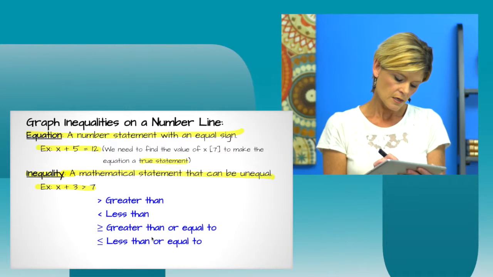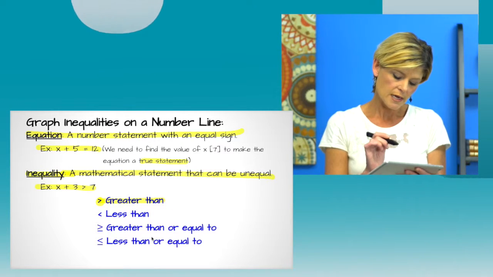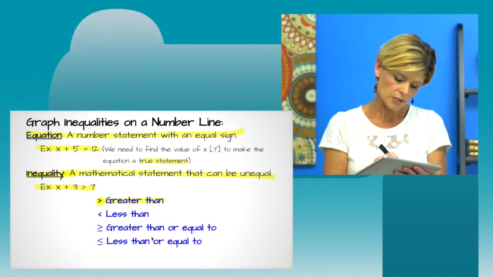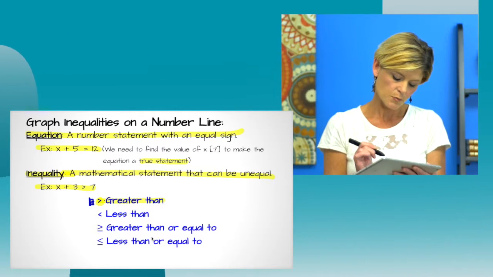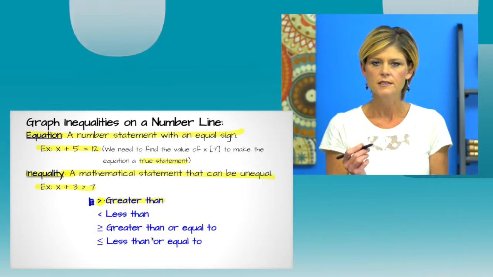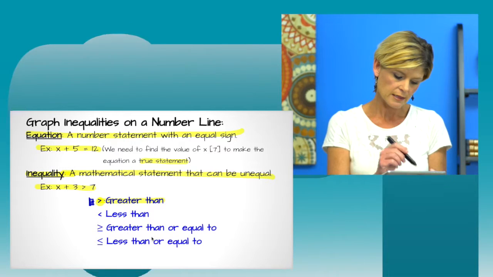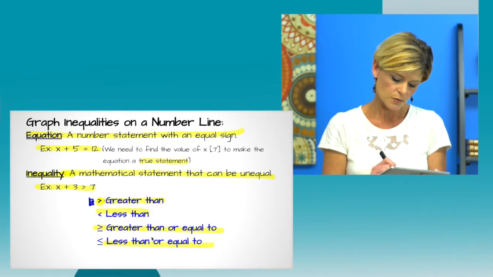This sign tells us that the number is greater than. The way I always like to think about it is, see how this part of the arrow is larger, and this is just a point. That helps me understand that the larger part of the arrow is pointing to the greater number. So we've got greater than, less than, greater than or equal to, and less than or equal to.